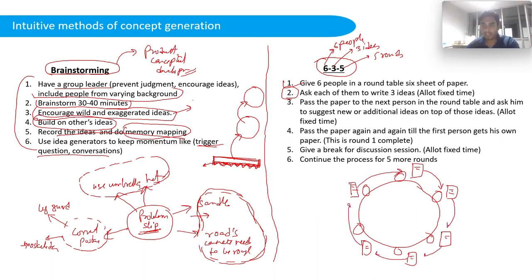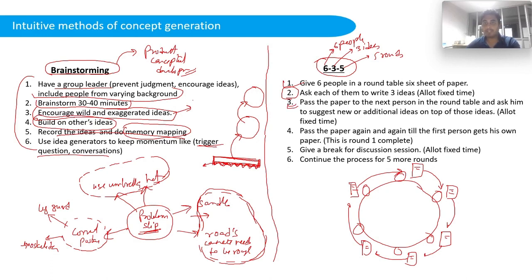So when the person receives the other person's paper, he is again asked to suggest new or additional ideas on top of those ideas. So there can be ideas which are built on top of previous ideas, or those previous ideas can trigger some new ideas, and that person can come up with some sort of new idea. Then again, in that particular step, you give them some sort of fixed time.